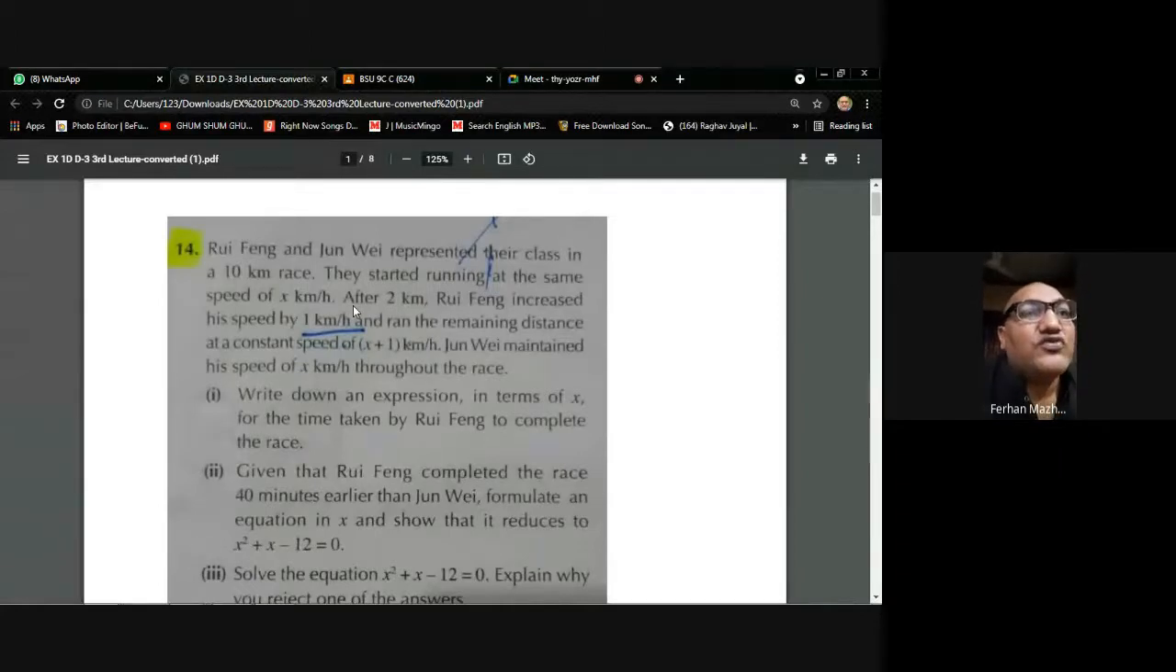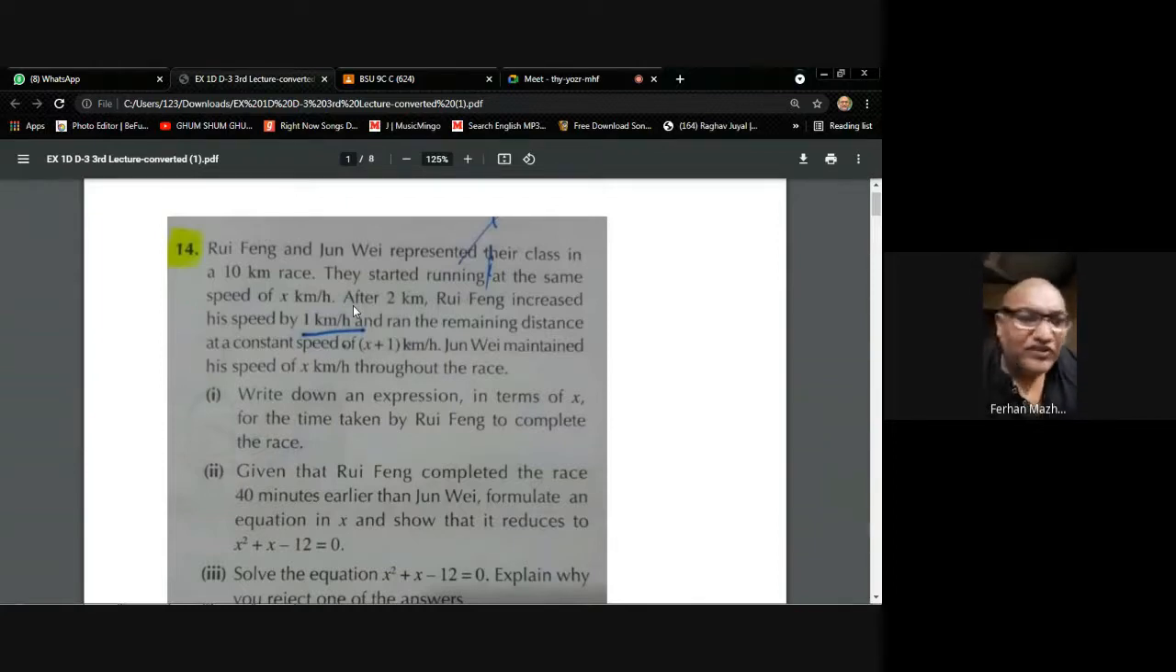Rui, Fang, and June represented their class in a 10-kilometer race. They started running at the same speed of x kilometer per hour. After 2 kilometers, Rui increased his speed by 1 kilometer per hour and ran the remaining distance at a constant speed of x plus 1 kilometer per hour. June maintained his speed of x kilometer per hour throughout the race. Write down an expression in terms of x for the time taken by Rui to complete the race.